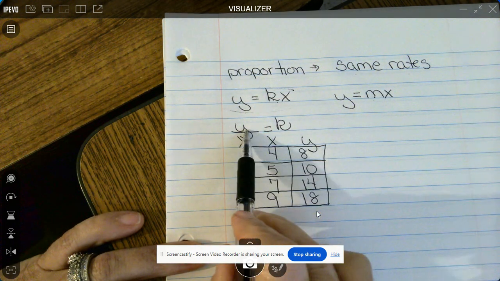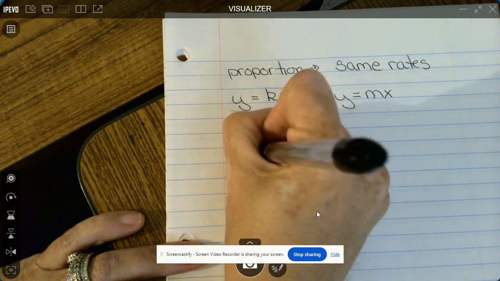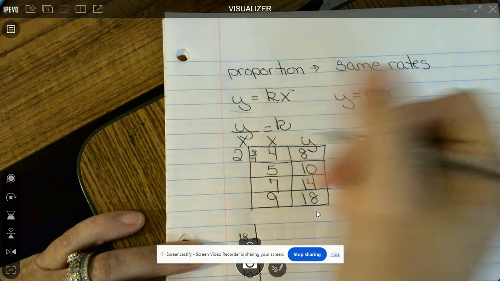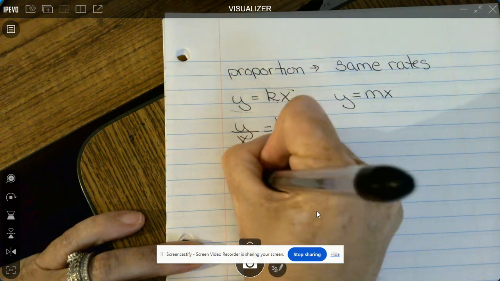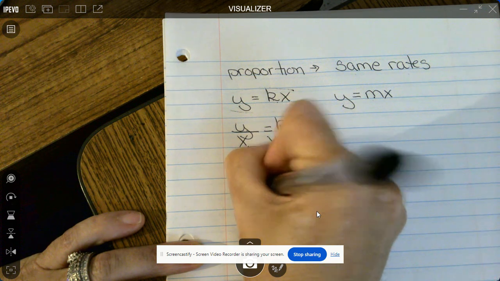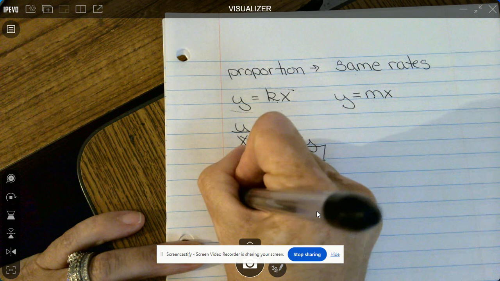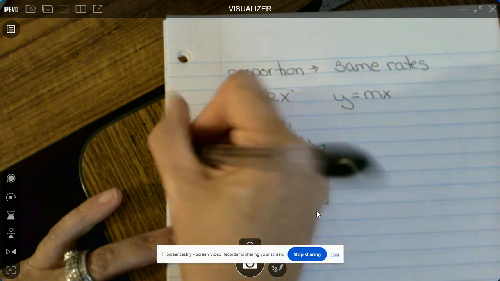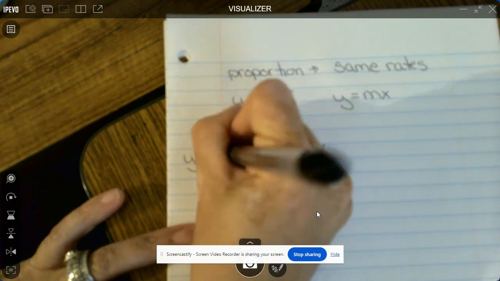So remember, for us to find out what k is, we know it is going to be 8 over 4. So 8 divided by 4 is what? 10 divided by 5 is? 14 divided by 7 is? 18 divided by 9 is what? So is this proportional? Okay. And what does k equal? So you could write it as y equals 2x.